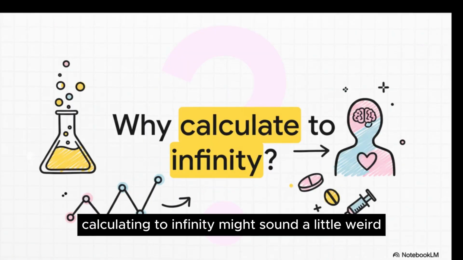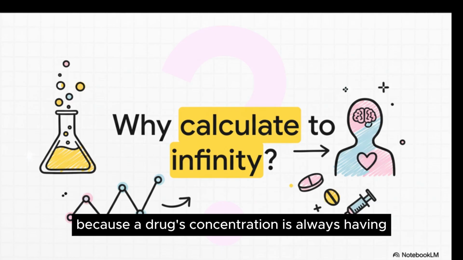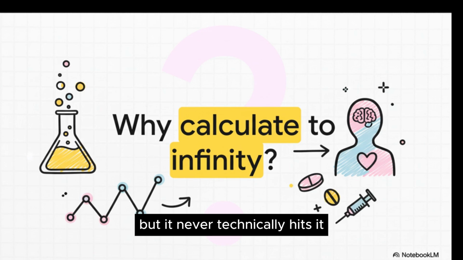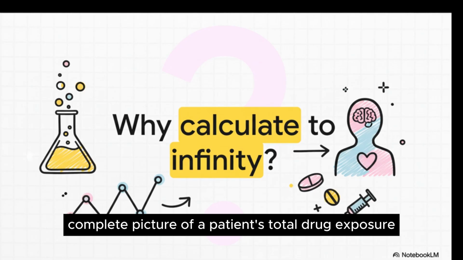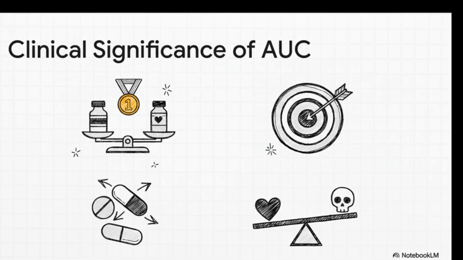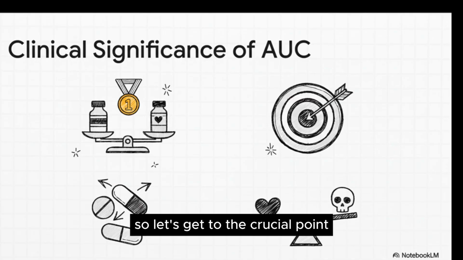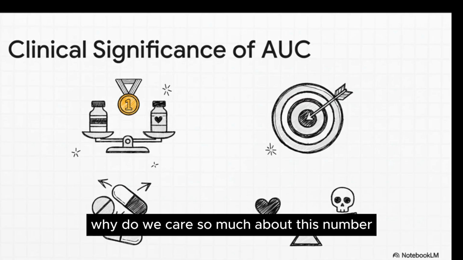Now, I know calculating to infinity might sound a little weird, but we do it because a drug's concentration is always halving. It gets closer and closer to zero, but it never technically hits it. So this calculation ensures we capture the absolute complete picture of a patient's total drug exposure. So let's get to the crucial point. Why do we care so much about this number?